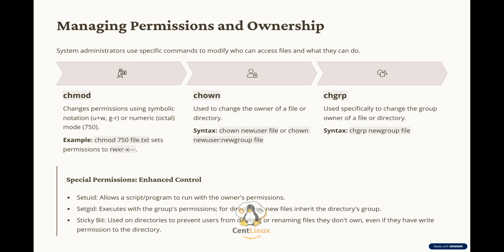Special permissions. Linux includes three advanced permission bits. setuid, a program runs with the file owner's privileges. setgid, runs with the group's privileges. On directories, new files inherit the directory group. And sticky bit prevents users from deleting others' files in shared directories like /tmp. These are essential in multi-user environments where controlled behavior is required.